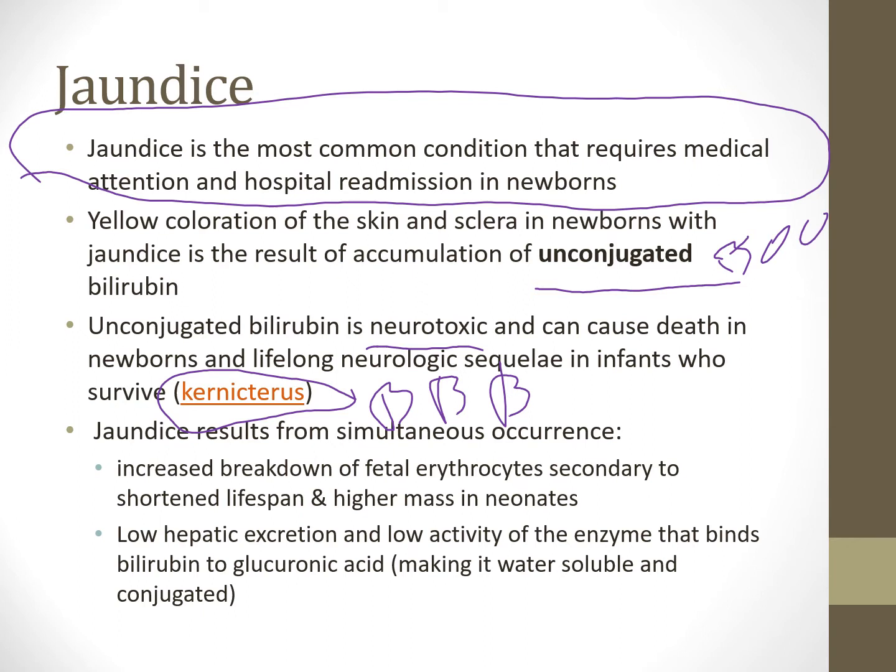So jaundice is a simultaneous occurrence. We have increased breakdown of fetal red blood cells, so those cells have a shorter lifespan and higher mass overall in the neonates. So that's working against this. That's sort of strike one. And then the second part here is the enzyme that binds it, making it water soluble, has very low excretion by the liver, right? The liver metabolism is sort of low going on here. And that's strike two in this situation, right? We've got a couple things working against us when it comes to the jaundice of the newborn. Like I said, this could be a premature or even a term kid that we're talking about having jaundice.